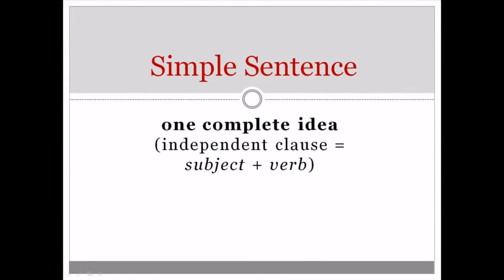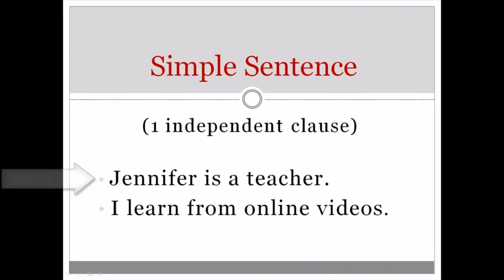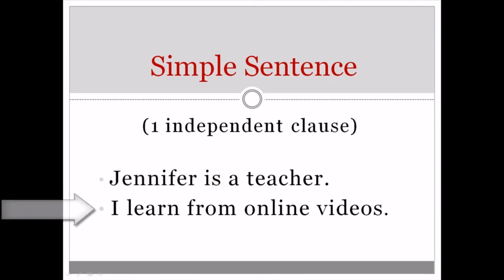The first type is a simple sentence. It has one complete idea. It has a subject and a verb. Because this complete idea can stand by itself, we call it an independent clause. Let's look at two examples. Jennifer is a teacher. Subject, verb. I learn from online videos. Subject, verb.